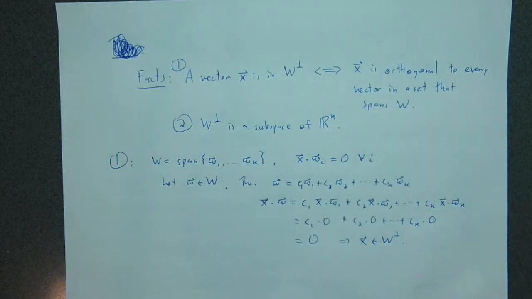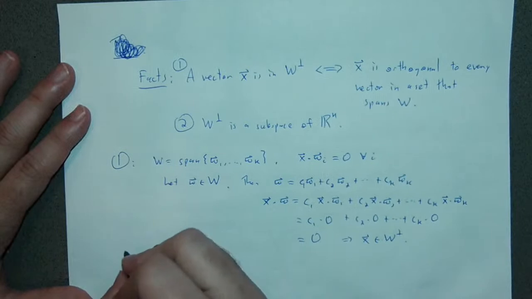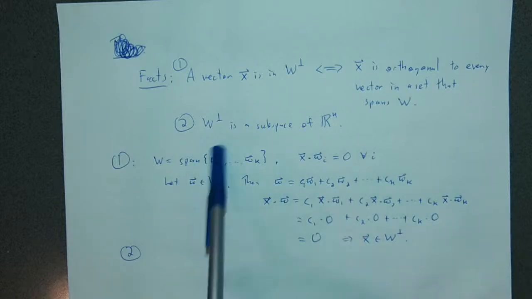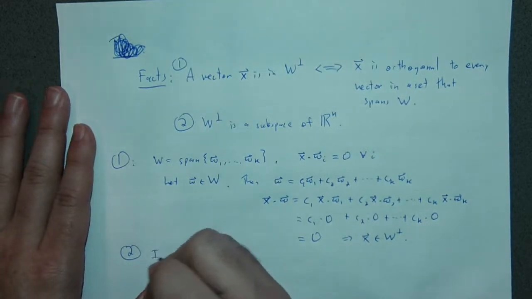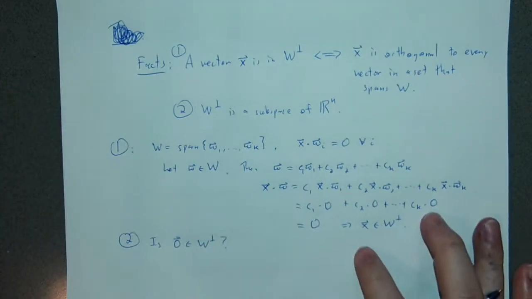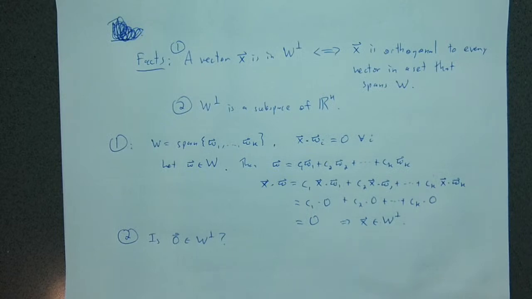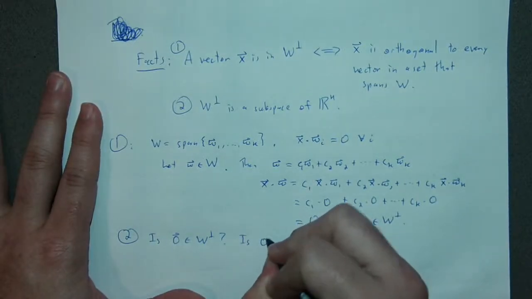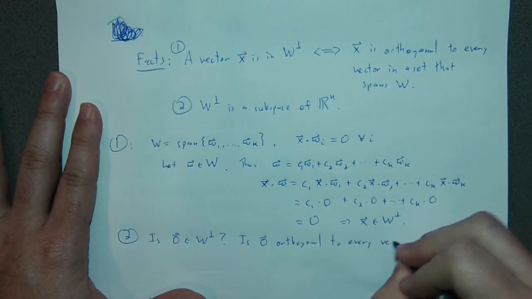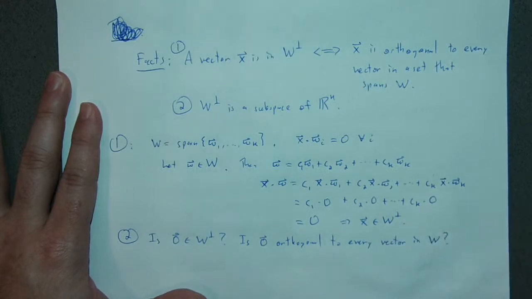You can show the forward direction pretty easily. So I just showed the backward direction for 1. For 2, saying W perp is a subspace, what do I need? All I need is closure under vector sum and scalar multiplication, so long as the 0 in Rn is also in W perp. So question, is 0 in W perp? Well, if I wrote this out in words rather than using this notation, this would be asking, is 0 orthogonal to every vector in W? Is the 0 vector orthogonal to every vector in W? Yes.